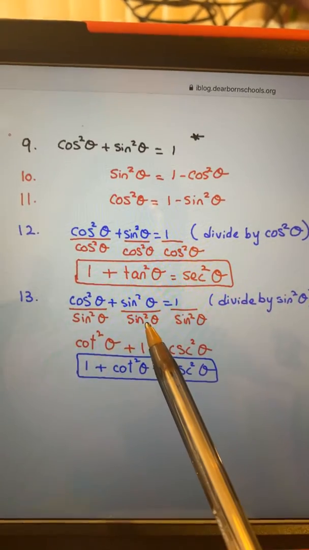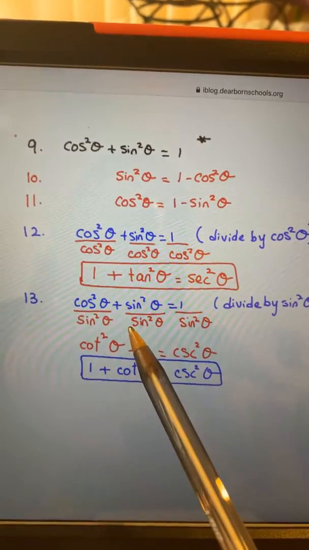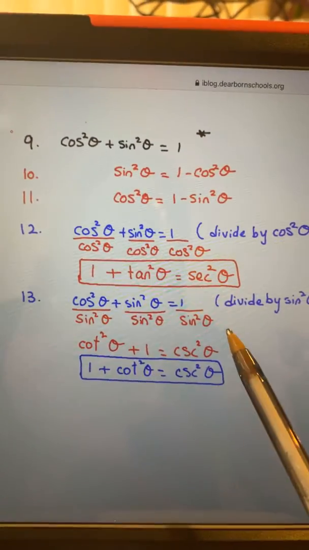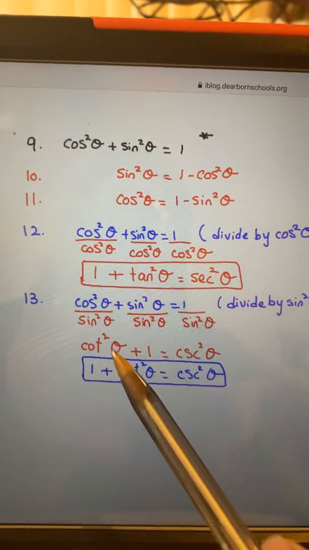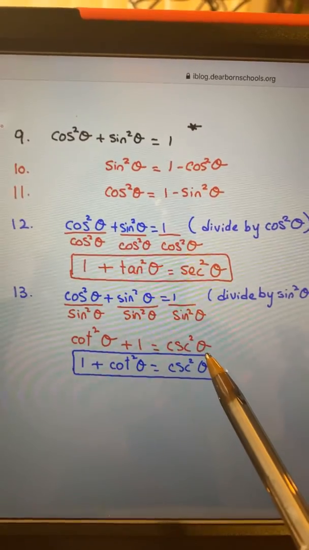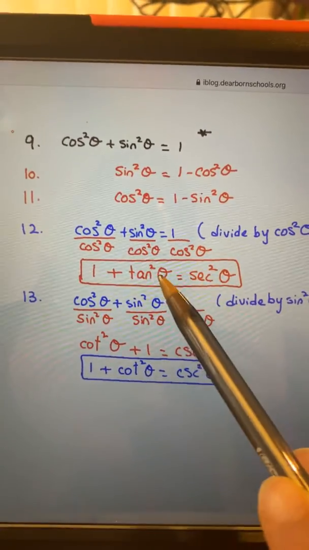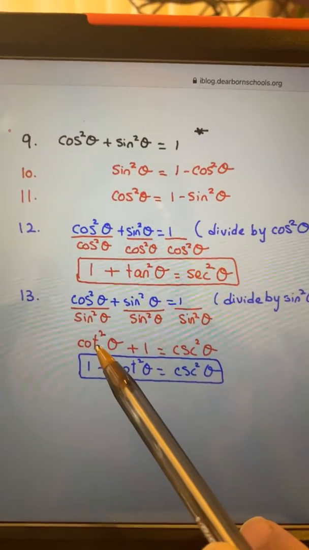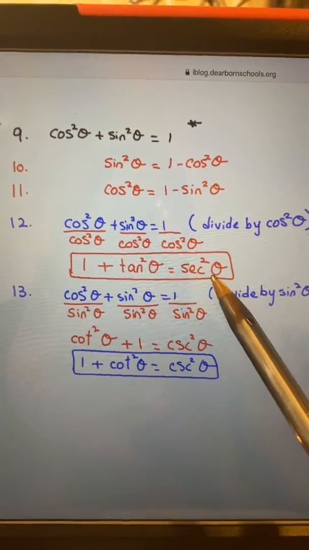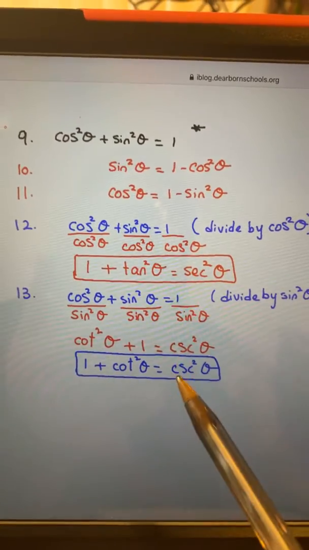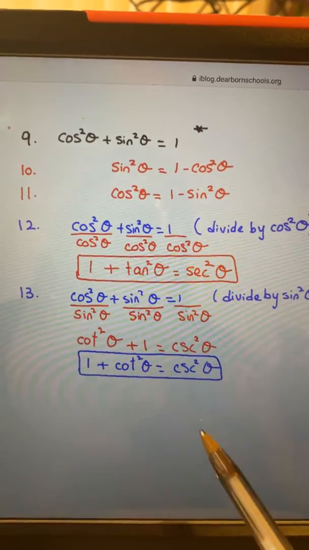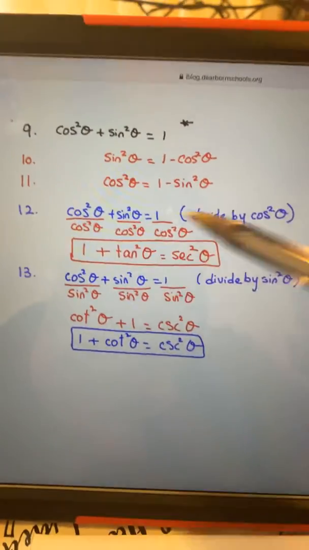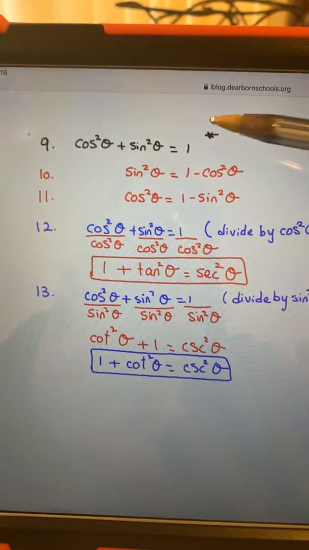We have this last one if we divide by sine squared instead, and again we're always taking the original one. So if we divide by sine squared, we get cotan squared plus 1 equals cosecant squared. And if you look at it, you can actually see the connection. Instead of tan, we have a cotan, the reciprocal of it. Instead of secant, we have the cosecant. Okay, so the boxed ones are important as well. And this just explains how we can get them from the original one.